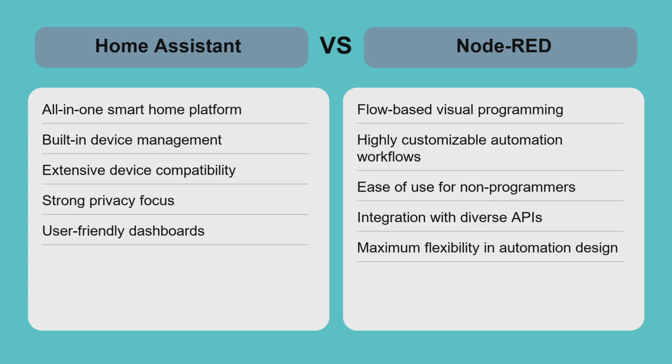But if your automation requires integrating unusual devices, APIs, or custom logic, Node-RED shines. Many users combine both, using Home Assistant for device management and Node-RED for advanced automations. The trade-off is between Home Assistant's comprehensive platform and Node-RED's workflow flexibility without device management.